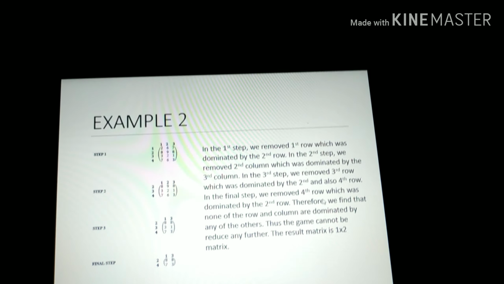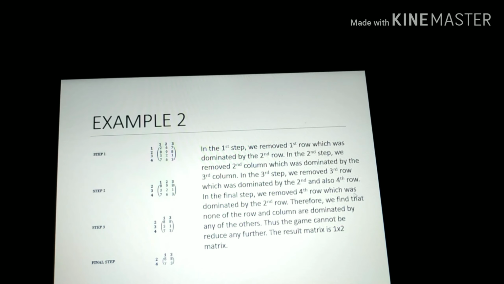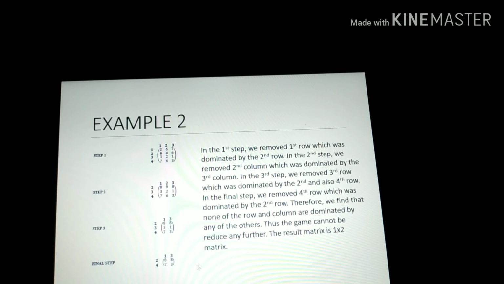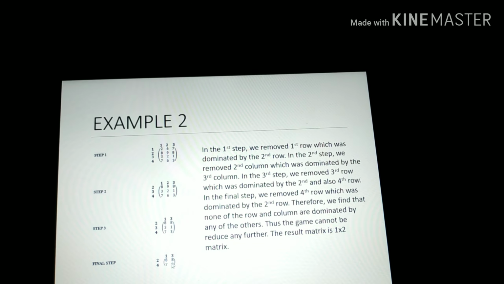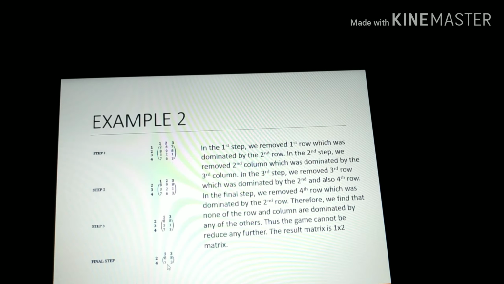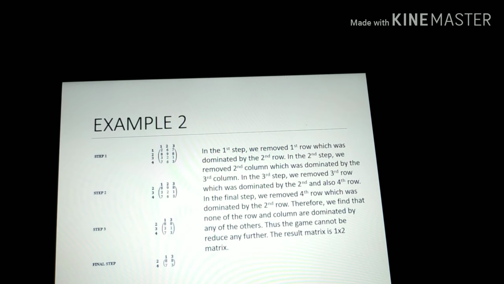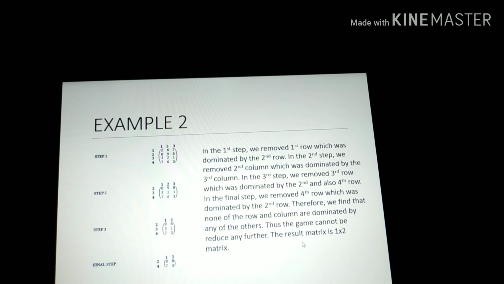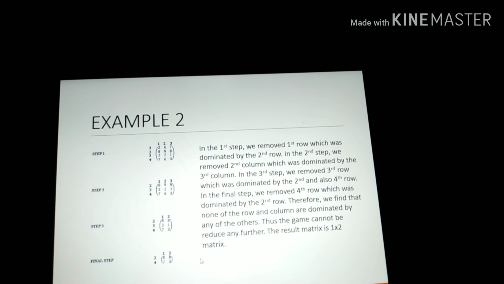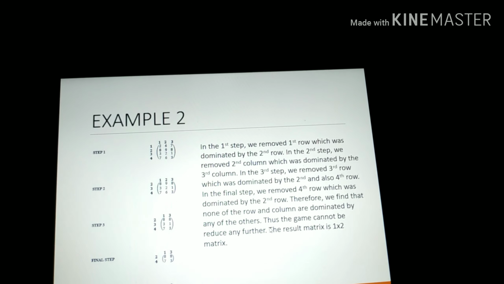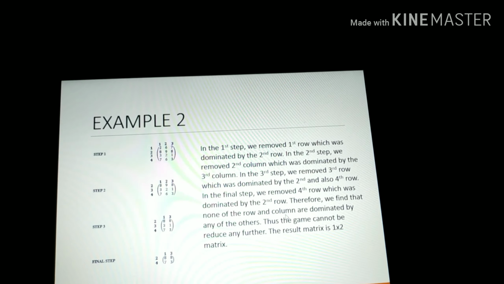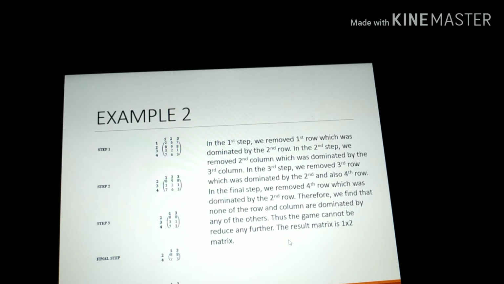For the final step, we remove the fourth row, which was dominated by the second row, and we can see here the second row is much bigger compared to the fourth row. So the final answer for this result matrix is a 1 by 2 matrix. Thus the game cannot be reduced any further because none of the rows and columns are dominated.